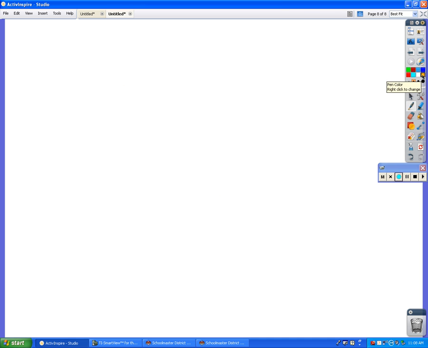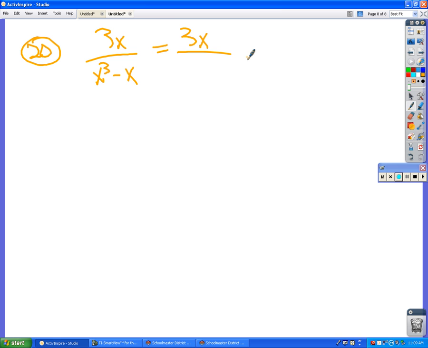This is a good one. Okay, number 20. Let's factor the bottom. What can I pull out of an x cubed and an x? Well, an x. And that leaves me x squared minus 1. But now, hey, pay attention. Now that I have x squared minus 1, I can factor that into x minus 1, x plus 1. So a lot of factoring that you can do there. A lot of hidden factoring.